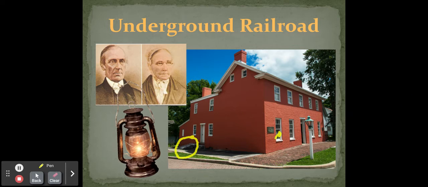the Underground Railroad. Now, the Underground Railroad is not a real railroad. It's just a way. It's like a pathway that slaves could travel along to get to freedom.